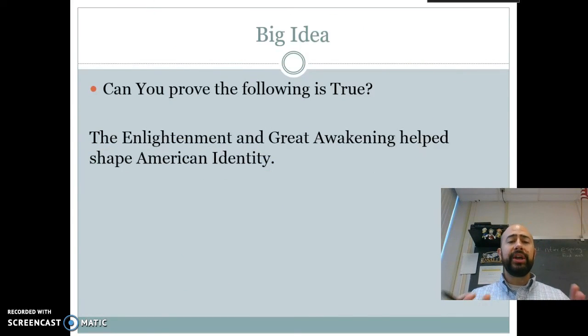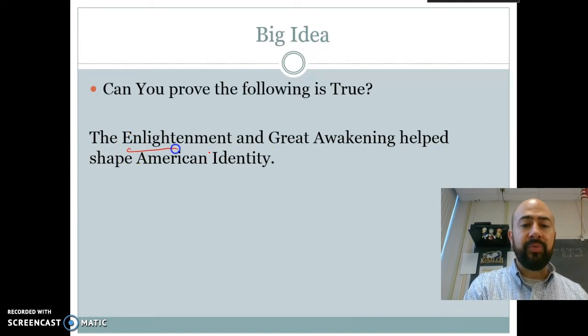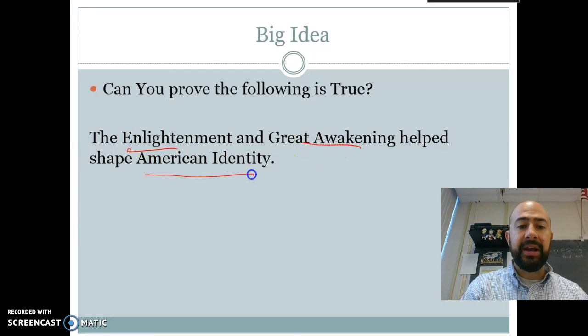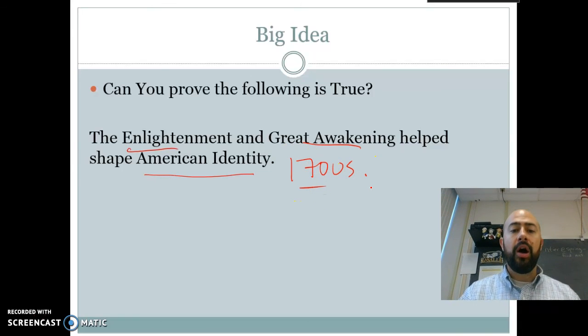So, listen to what I did, go back, take a look at your notes. You may want to rewind the lecture, but see if you can prove that the statement on the slide right there is true: the Enlightenment and the Great Awakening helped shape American identity. When you look at these two movements, and we think about American identity in the 1700s, what sorts of things did these two movements contribute to American culture and American identity during that time period? Take some time to write it down.